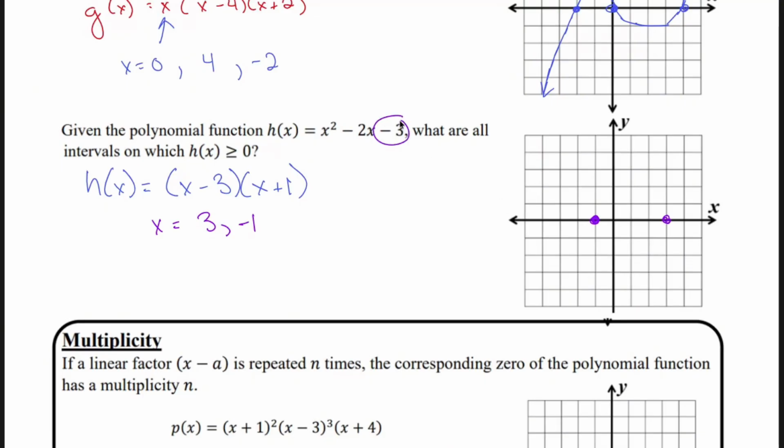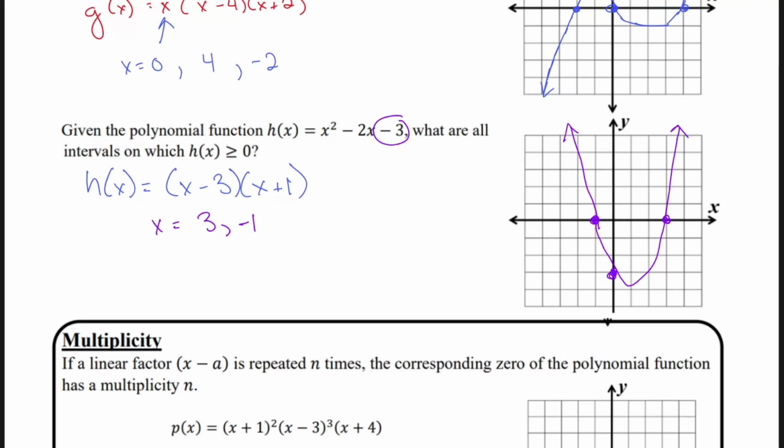Since the negative 3 is standing alone, that tells us we are going to have a y-intercept at negative 3. This is a quadratic, which means it's a parabola, so something like this happens. Again, are we going to get perfection? No, I'm awful at drawing these out, but we're going to get something like that.